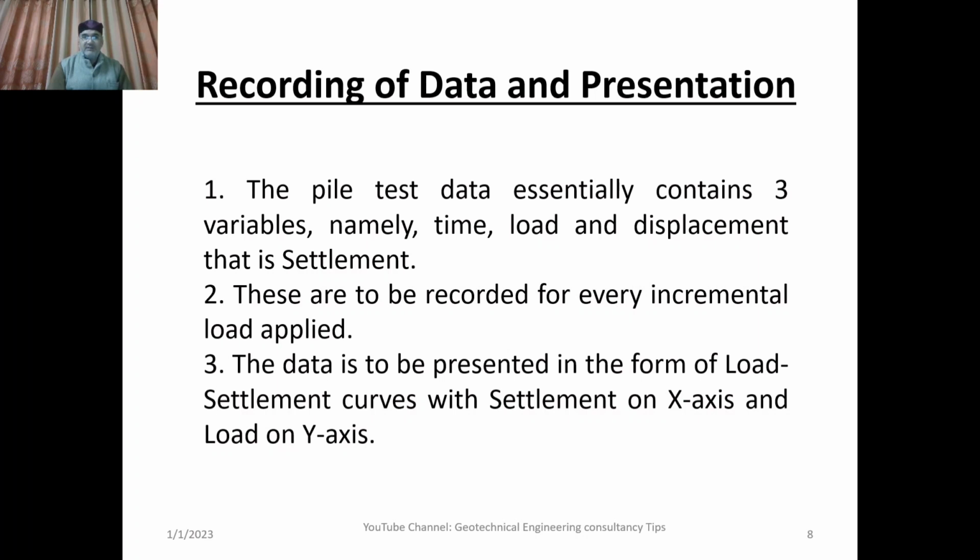Maybe in one of my future lectures, I would be discussing with you about the essential components of the pile load test report and how it is prepared. That lecture may soon be released.